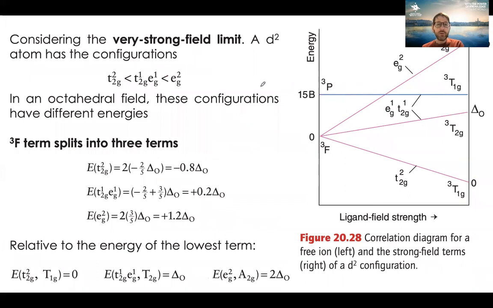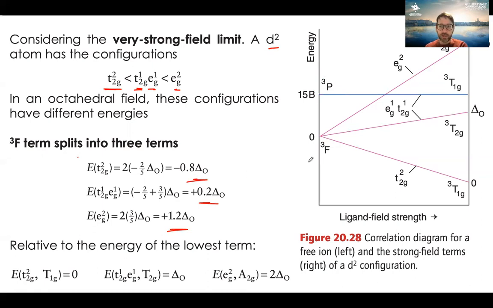And then if we go to the very strong field limit, a d2 atom has these possible configurations: two electrons in the t2g level, one electron in the t2g and one electron in the eg level, or the two electrons in the eg level. And then in an octahedral field, these configurations will have different energies, as calculated here, as a function of the ligand field splitting parameter.